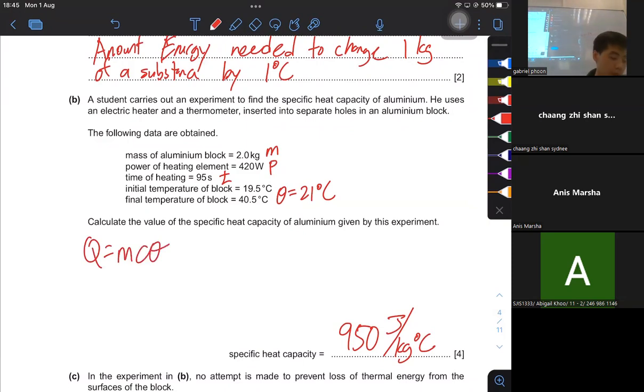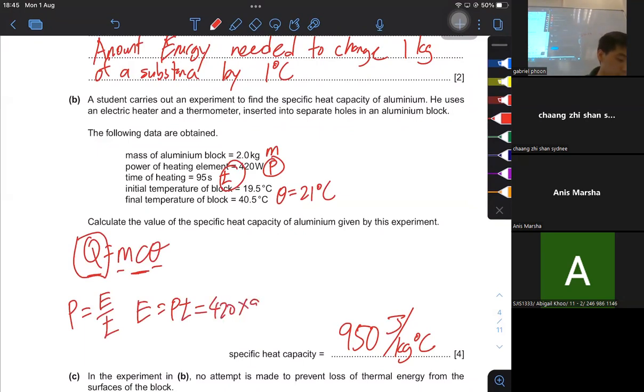So if I'm looking for specific capacity, I need this, and I need this. From here, first and foremost, I don't have my energy. But when I don't have my energy, I realize that I have power and time. Using the formula power is equal to energy over time, energy is equal to power times time, which is essentially 420 multiplied by 95. Whatever this number is, this is your Q. I don't know what it is, but you substitute it in.